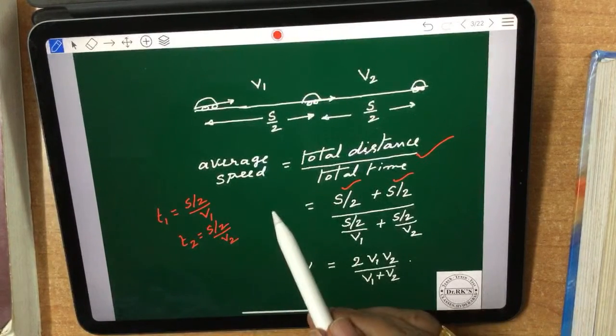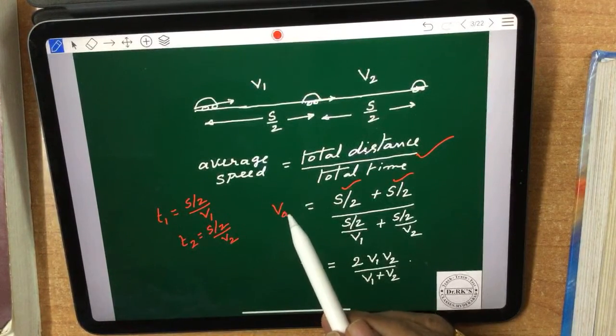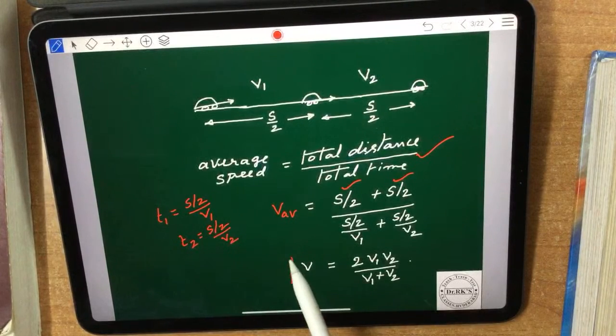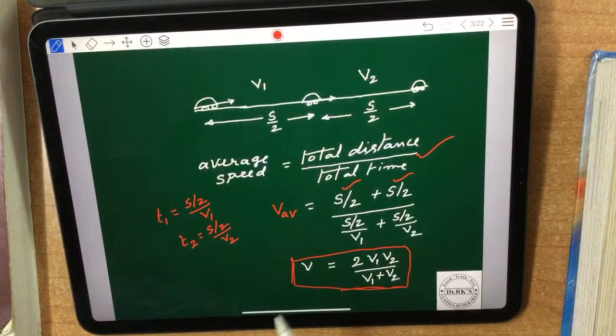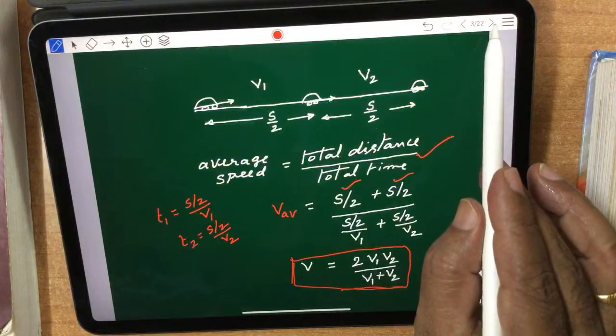So if I calculate the average speed, I will get this result, which you already know. This formula, this concept, is there in your PUC textbook. It is a very standard problem, and I am just showing it. Okay. Next.